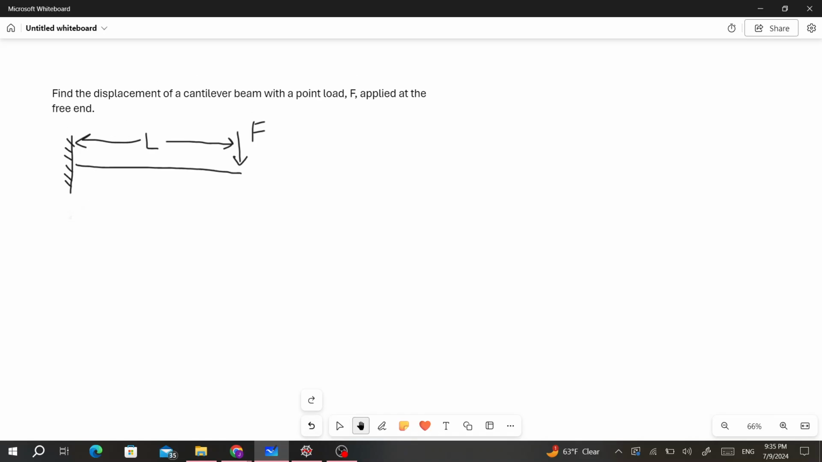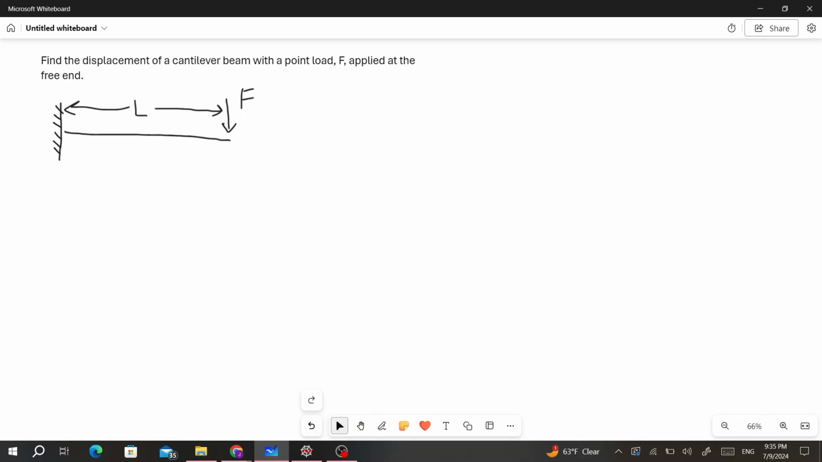Let's define our x coordinate. So we're going to say that x is positive to the right, with x being equal to 0 at the fixed end, x equals L at the free end. So the first thing we need to do when we're solving a problem like this by integration is we need to come up with an expression for the moments, and the way that we'll do that is by creating a shear and moment diagram.